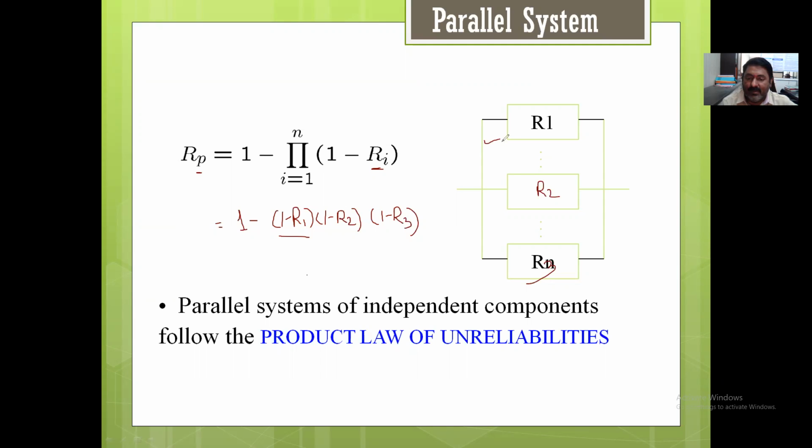For this case, I am applying the formula 1 minus R1, for this case 1 minus R2, and for this case 1 minus R3. And this is the product of all: first into second into third, and whatever you get, 1 minus of this, you will get the system reliability for parallel configuration. Very simple, friends.